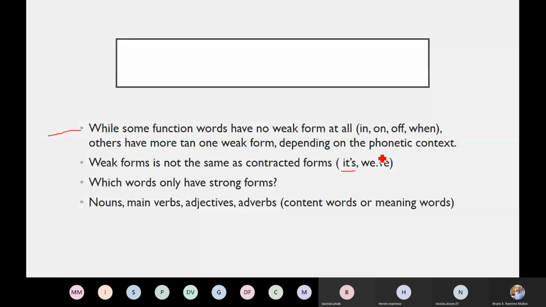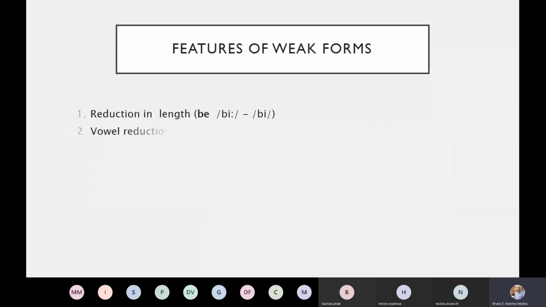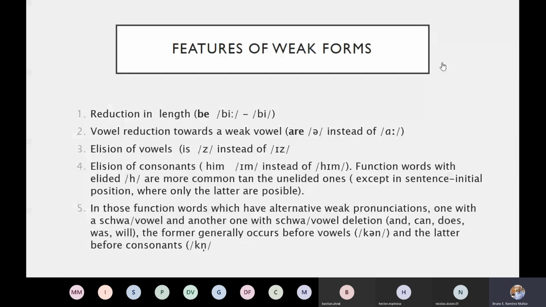And the strong forms are seen in content words, as I mentioned before: nouns, adjectives, and adverbs, right? This is going to be clear in the following exercises. Now, please take a look at the features of the weak form. Please take notes because we're going to have some exercises. Take a moment to read this, and then I'm going to ask some of you to read this aloud, please.